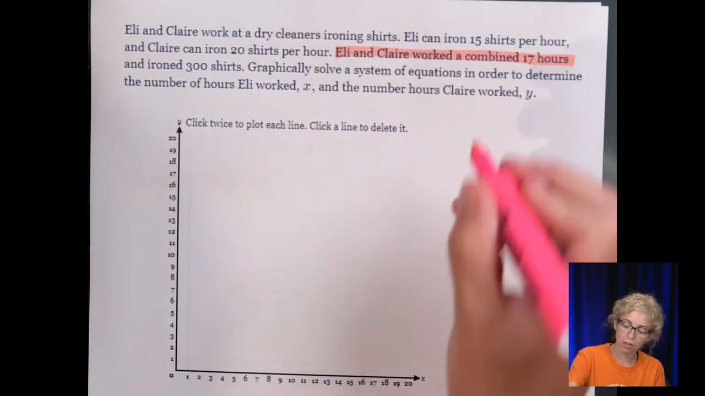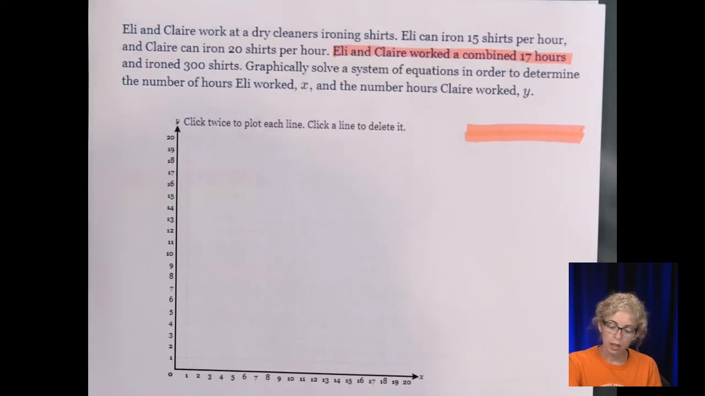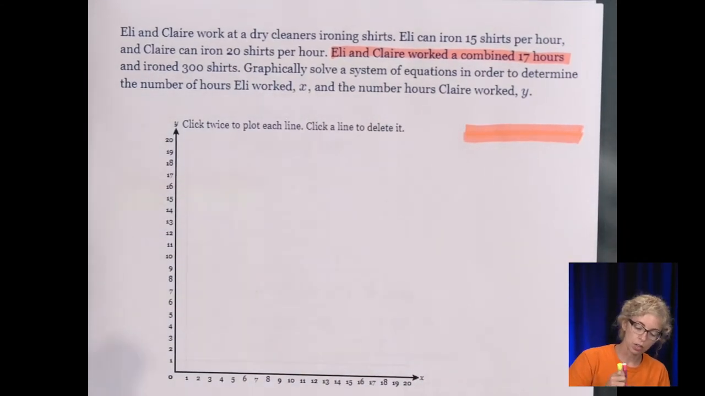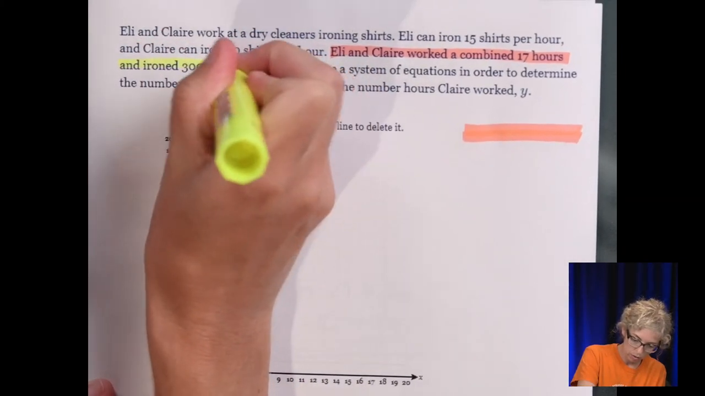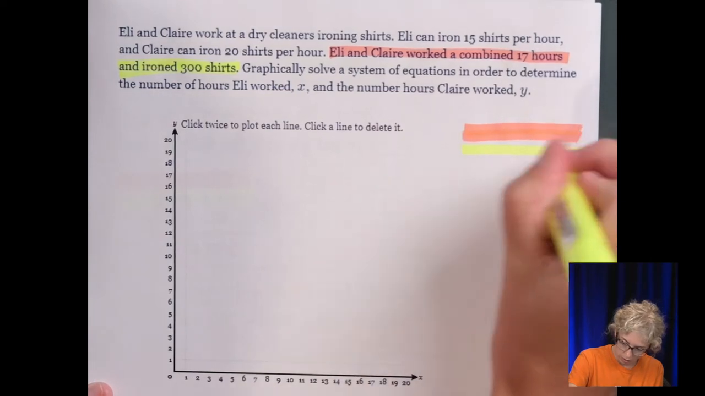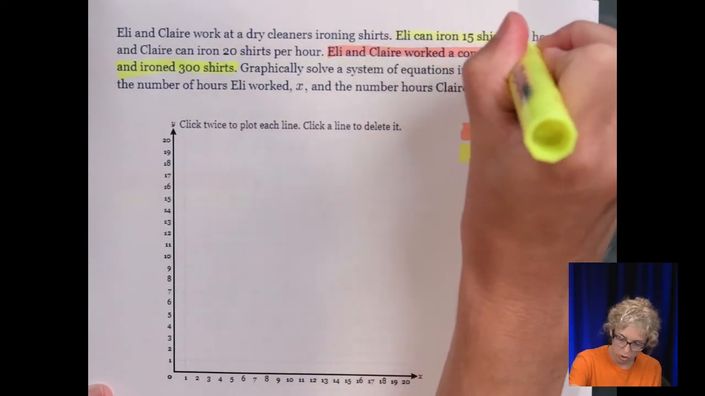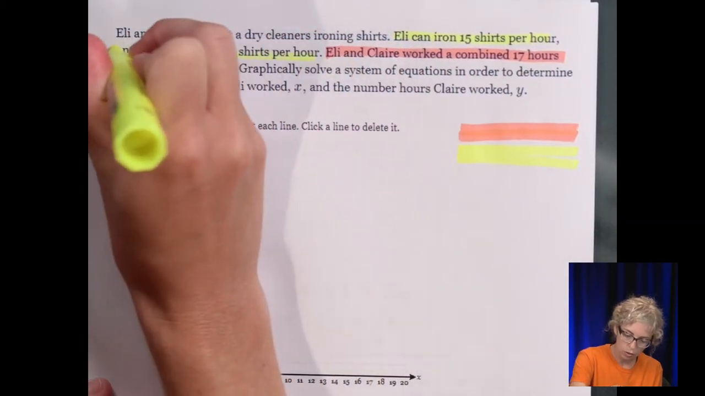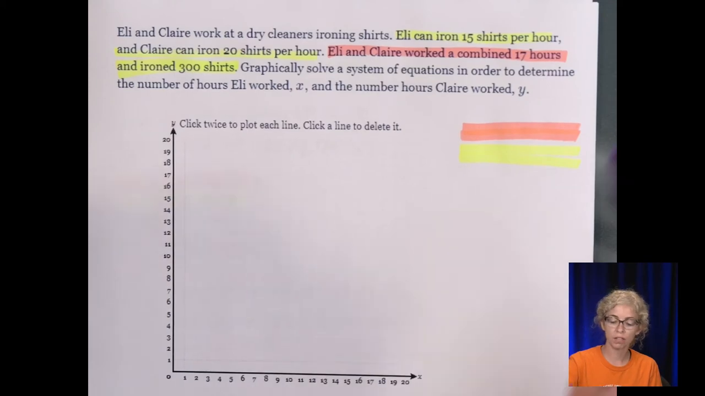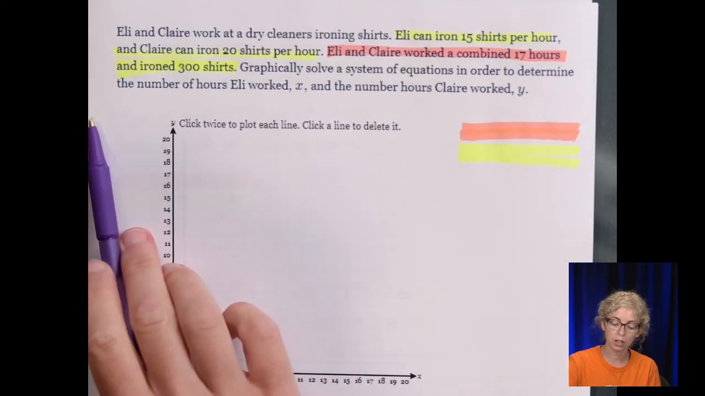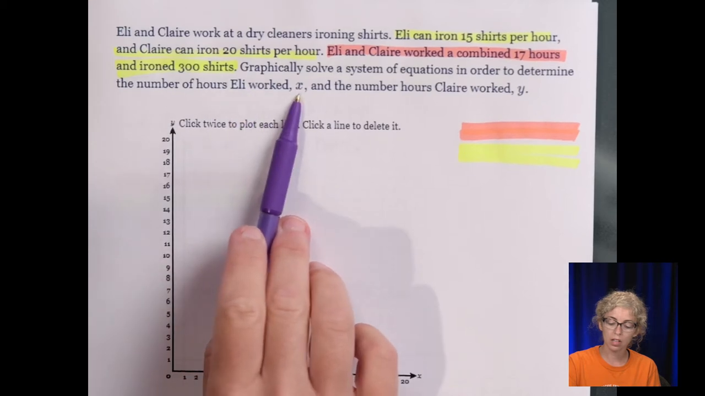So that's going to be one of our equations that I'll write off to the side. And they ironed 300 shirts. So that's going to be the second equation, which goes along with Eli, 15 shirts per hour, and Claire, 20. It does tell us what to use for our variables. It defines them, so we don't have to write our let statements. It says the number of hours Eli worked is x.